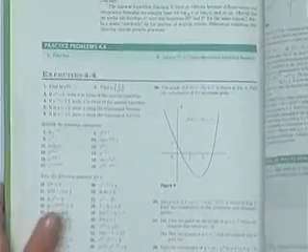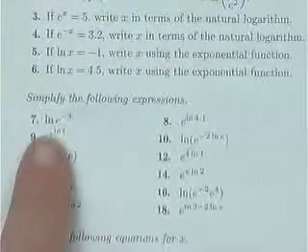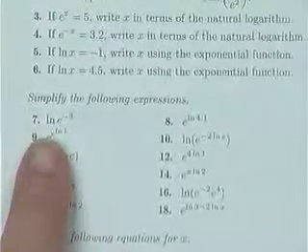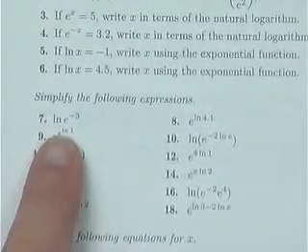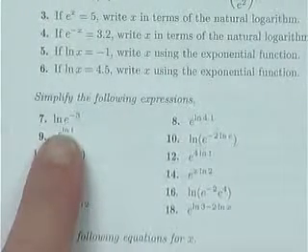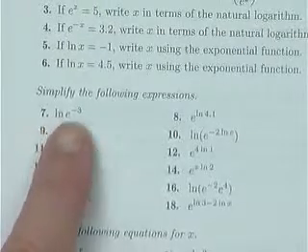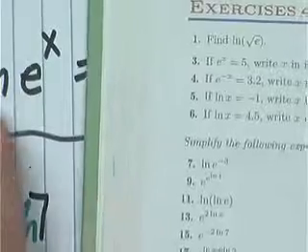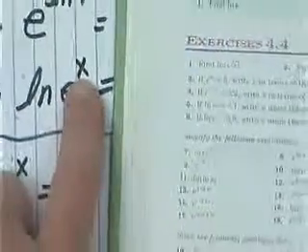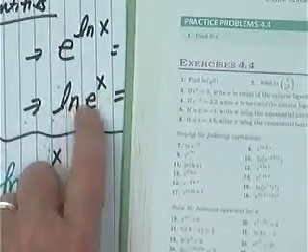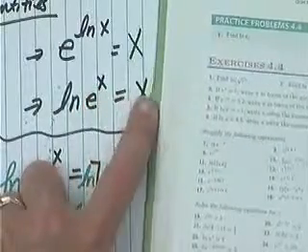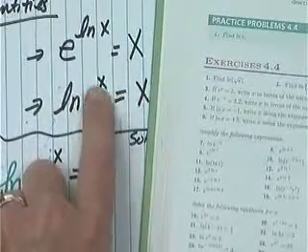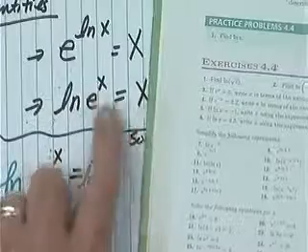4.4, I'm sorry, 4.4, on page 264. And really all they're wanting you to do here is apply some properties, identities. If you look at number 7, the natural log of e raised to the negative 3. The natural log of e raised to the m is m. It doesn't have to be an x there. You can let that unknown be an m or whatever.